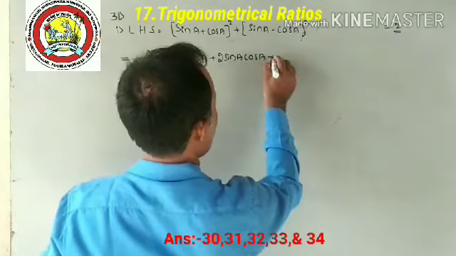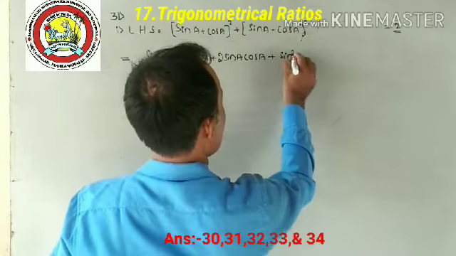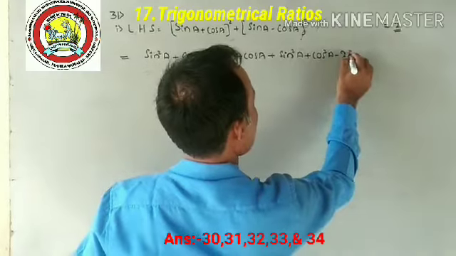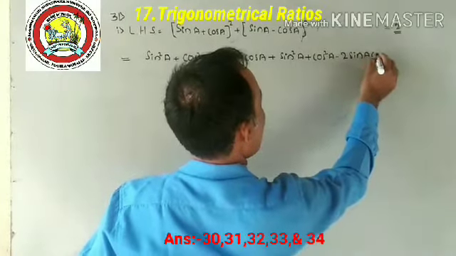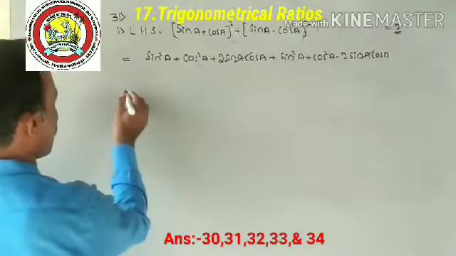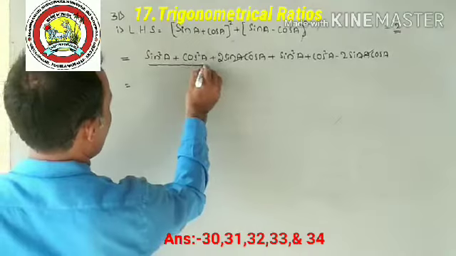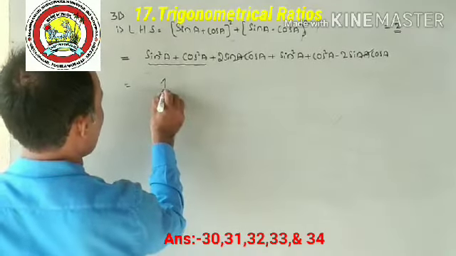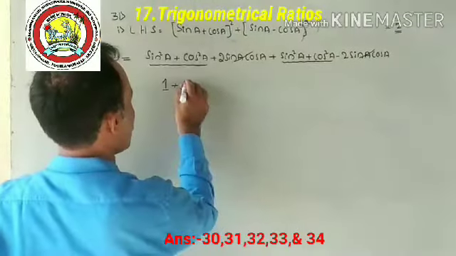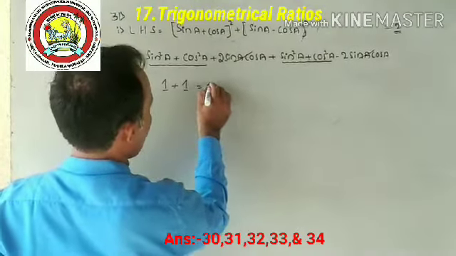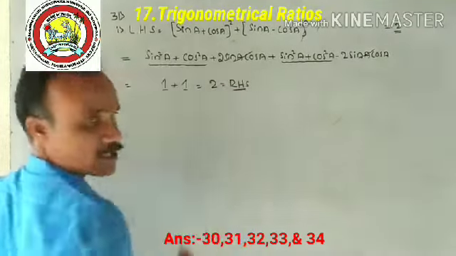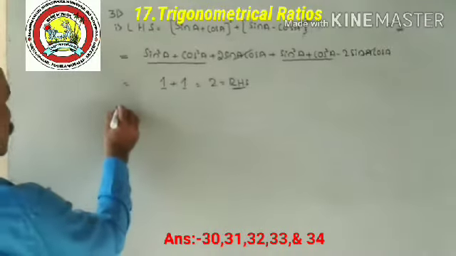Similarly, expand by using (a minus b) whole square: sin square A plus cos square A minus 2 sin A cos A. Plus 2 sin A cos A minus 2 sin A cos A gets cancelled. So sin square A plus cos square A, the value of this one is equal to 1. Similarly, sin square A plus cos square A is also equal to 1. So 1 plus 1, 2. So this is equal to the RHS answer. Okay, let's see the second one.